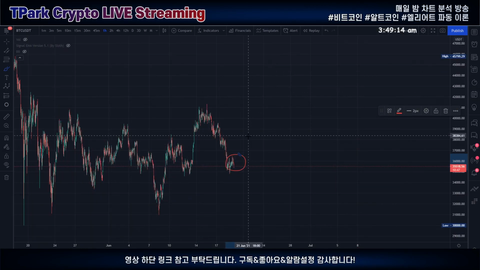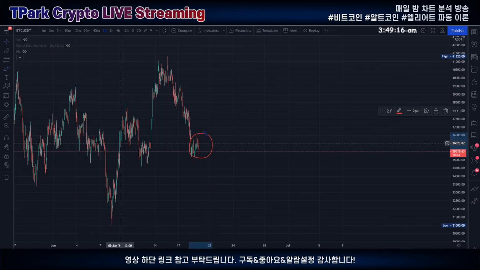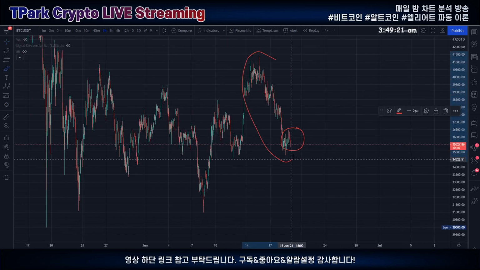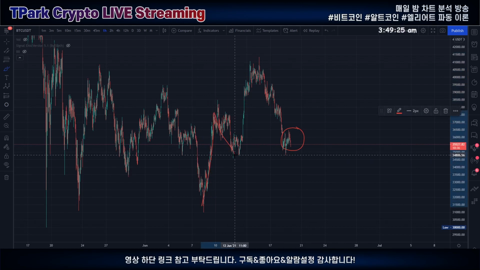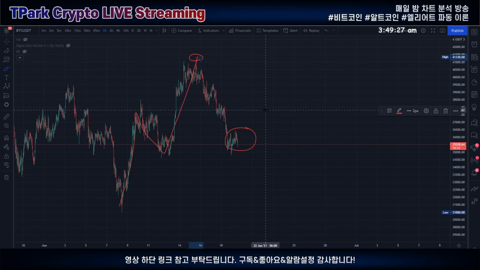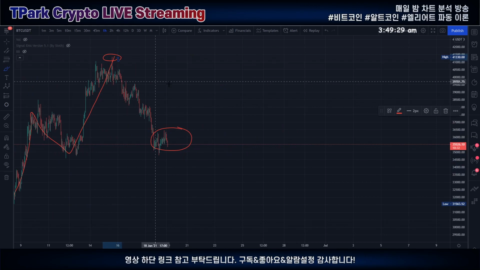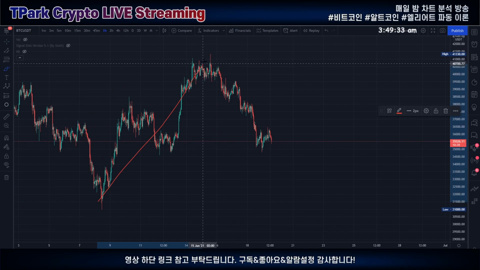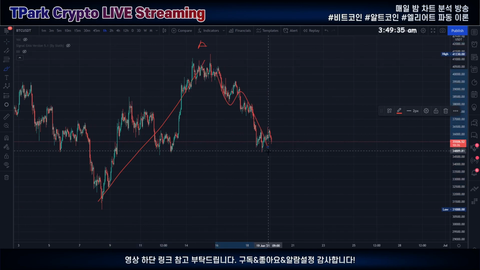So how do you compare the two then? The only way we can compare the two is if this wave is an impulse or ABC. That was a clear zigzag, right? And if it was an ABC correction coming down, this would have been A, this would have been B, and this price was also predicted by me, right?